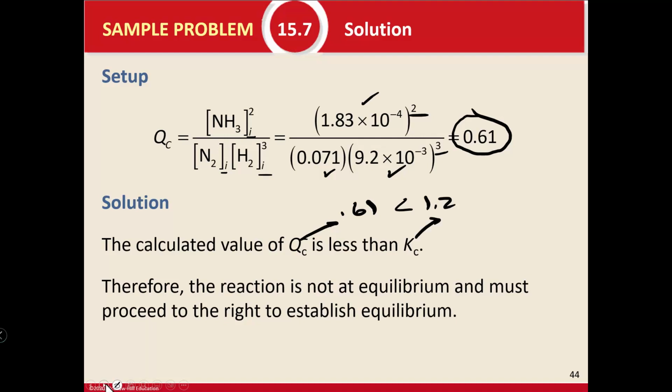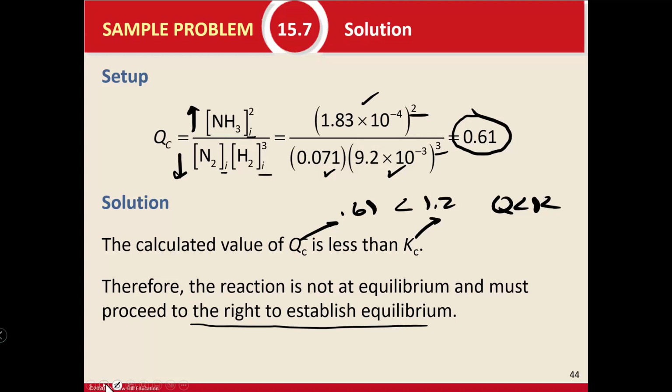So if Q is less than K, which way does the reaction go? And you should say it goes to the right. Here they don't say left or right, they just say it goes to the right to establish equilibrium. So that's another way to say it. Instead of saying the reaction goes from left to right, you just say it goes to the right. It increases the products, it decreases the reactants.